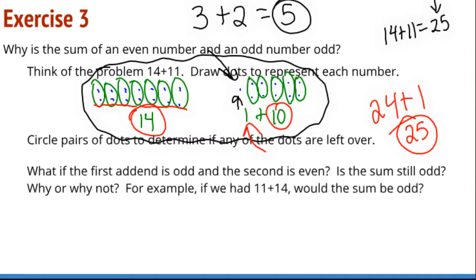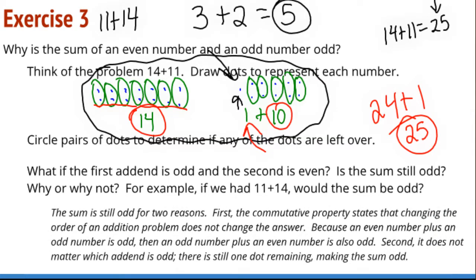Now here's an interesting question to think about. What if we change the order of the add-ins? What if we did 11 plus 14 instead of 14 plus 11? Would that change anything? And if you want to go ahead and pause the video and make your model and think about that, go right ahead. Would I still get an odd sum? Well, the sum is still going to be odd, and there's two reasons here. First, we have the commutative property. And the commutative property states that changing the order of the add-ins does not change the answer. 11 plus 14 is the same as 14 plus 11.